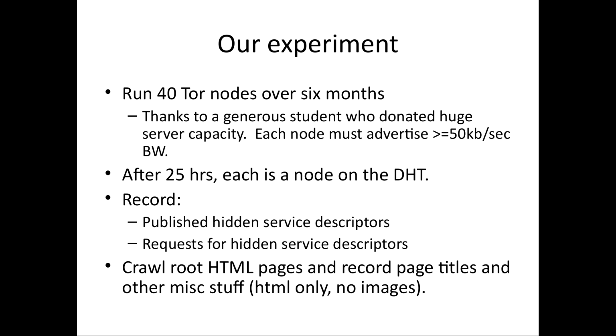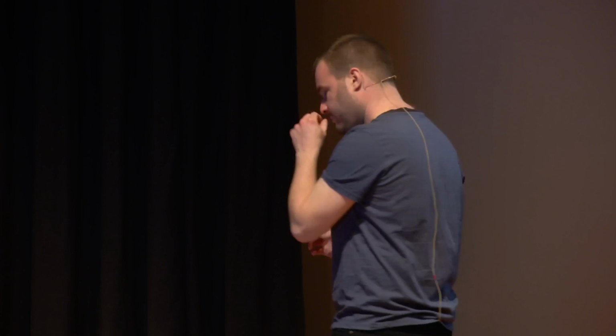You'll then appear at a particular point inside that distributed hash table. And you're then in a position to record publications of hidden services and requests for hidden services. So not only can you get a full list of the onion addresses, you can also find out how many times each of the onion addresses are requested. And so, this is what we recorded.